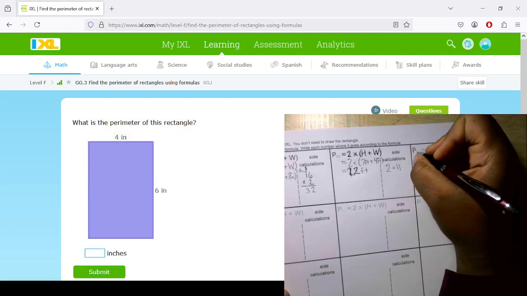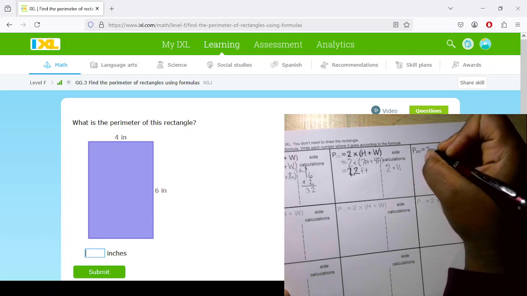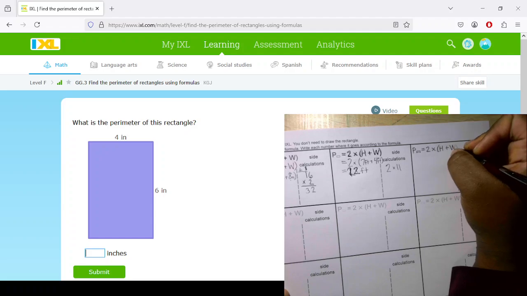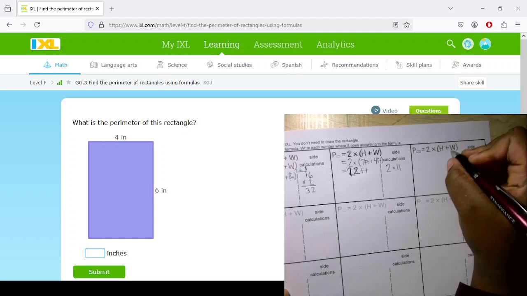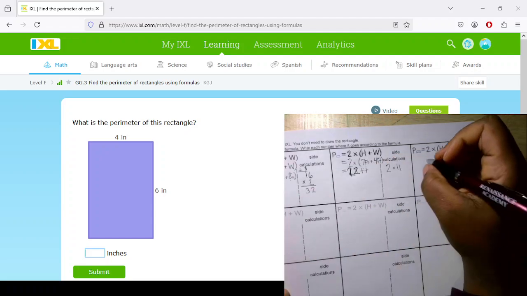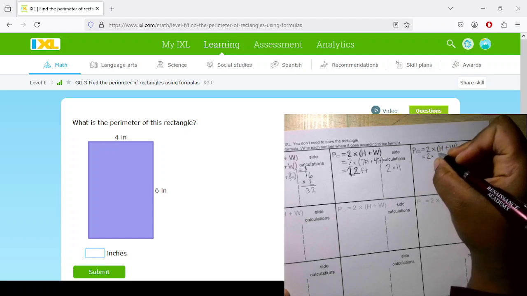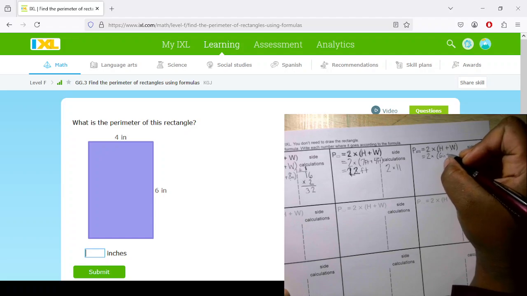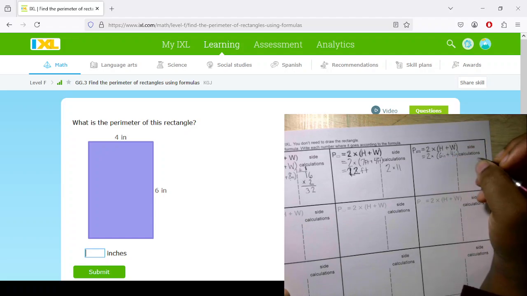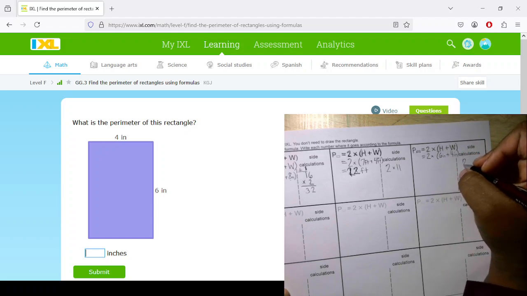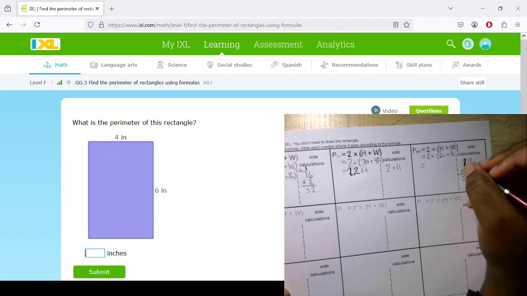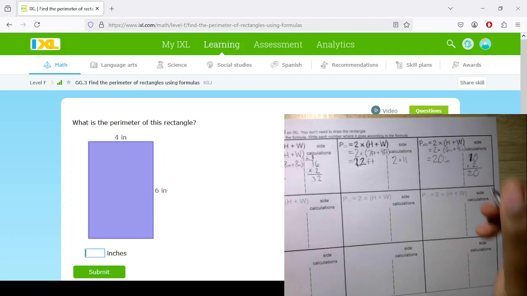The perimeter of a rectangle is calculated by adding up the height and width of every side. So I'm going to add up the height and the width and then double it. The height is 6 inches, plus the width is 4 inches. 6 plus 4 is 10. 10 times 2 is 20. So that's 20 inches.